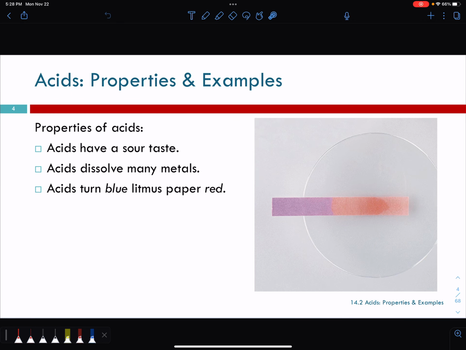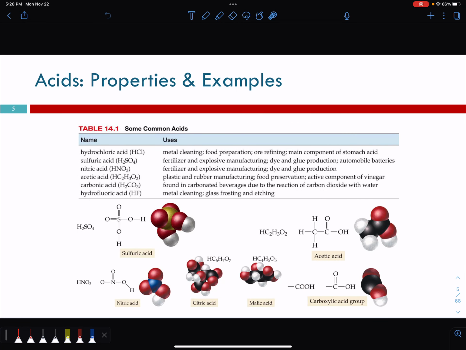So, properties of acids. They have a sour taste. They dissolve many metals, which we saw with the gas produced when the magnesium dissolved in hydrochloric acid. Zinc will also dissolve in hydrochloric acid. And we have blue litmus paper, which detects acids. And when you dip it into, or when you touch it with an acid, it turns red.